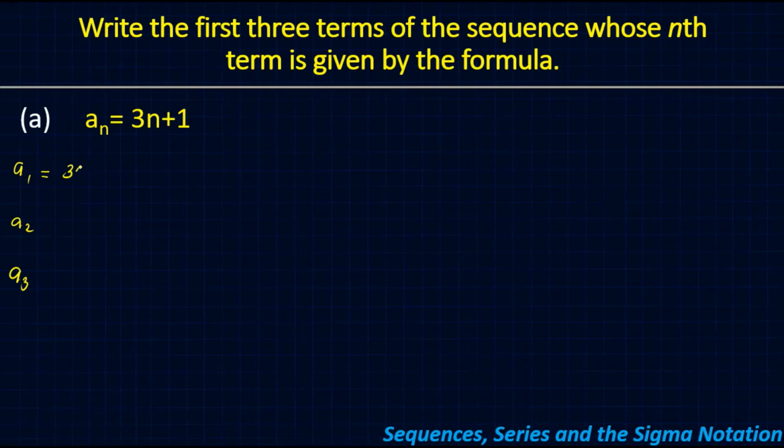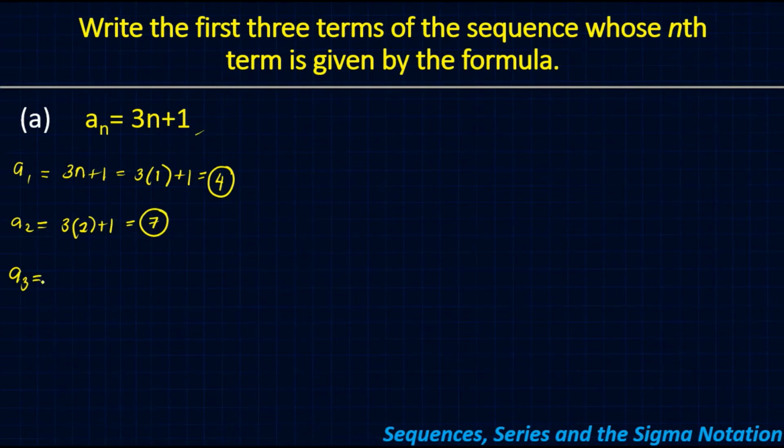So we have 3 times n plus 1, then 3 times, since we are looking for the first term, substitute natin yung 1 sa n, then plus 1. Then simplifying this, 3 times 1, that is 3 plus 1. Therefore, the first term is 4. For the second term, we have 3 times, yung n natin ay papalitan natin ng 2, plus 1. So 3 times 2, that is 6 plus 1 equals 7. 7 is the second term of this sequence.